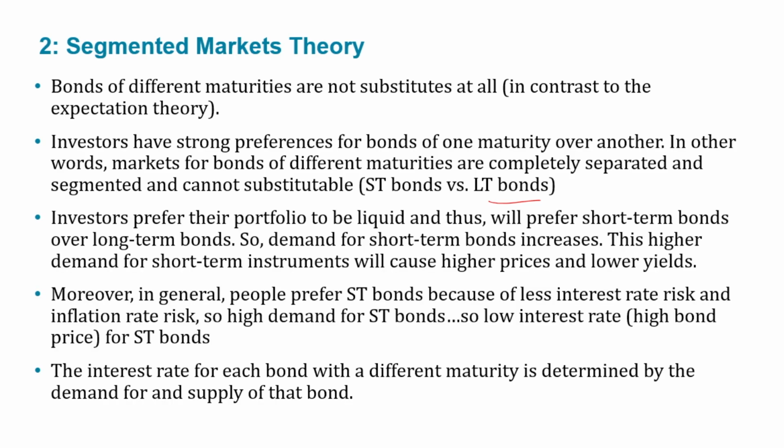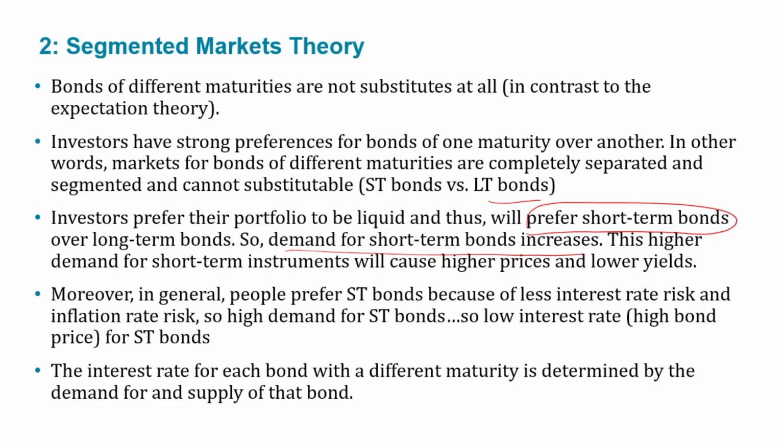Investors prefer their portfolio to be liquid and thus will prefer short-term bonds over long-term bonds. So demand for short-term bonds increases. You know that when the demand for bonds increases, its price increases, but the rate of interest decreases. So if people have a strong preference for short-term bonds, there will be high demand for short-term bonds. As a result, there will be an increase in the bond price, and then a decline in the rate of interest for short-term bonds.